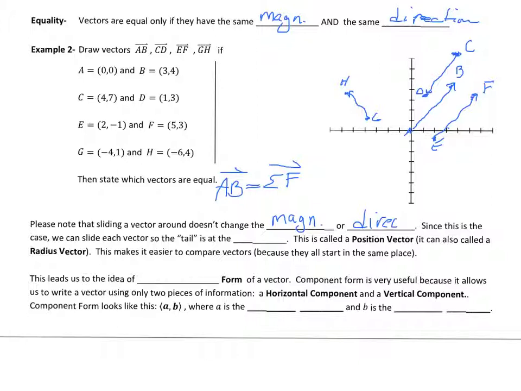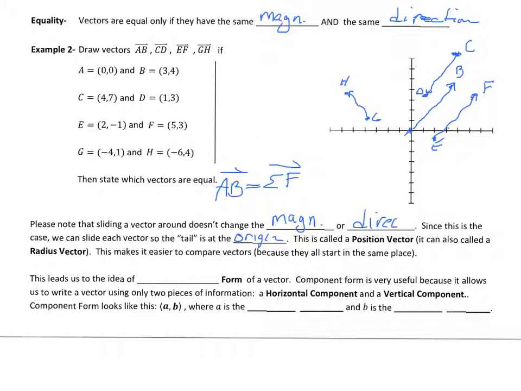Okay. All right, so now since this is the case, we can slide each vector so the tail is at the origin, which we always like, right? Now these are what are called position vectors, because they all start in the same position with the tail at the origin. And you also hear that called a radius vector, but not very often. Usually the general term is position vector. Now obviously this makes it easier to compare vectors because they all start in the same place.